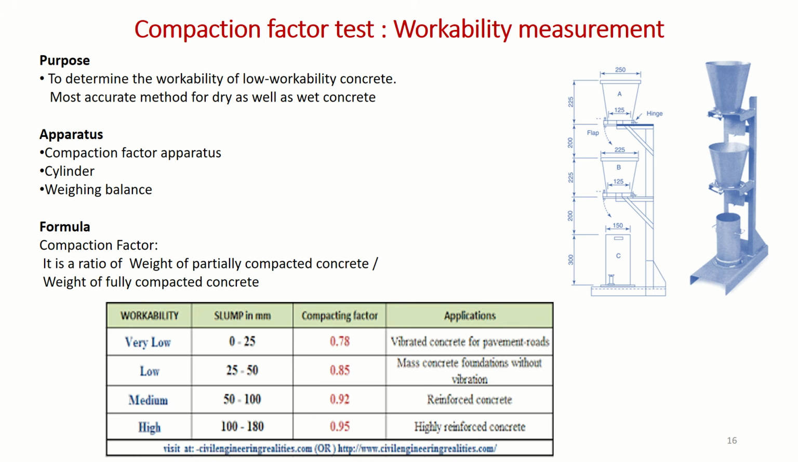When that ratio is more than around 0.95, we can say the concrete has higher workability. If the ratio is around 0.90, we say it has medium workability. If the ratio is 0.8 to 0.85, we can say low workability, and less than 0.8 or around 0.75, it is called zero workability concrete or very low workability concrete.